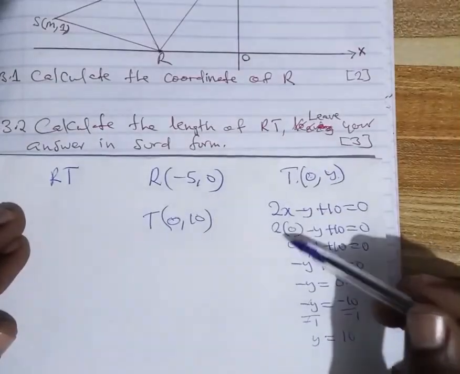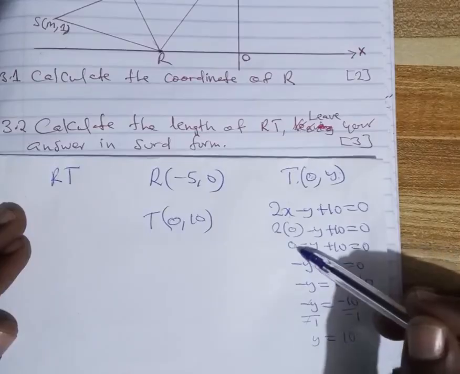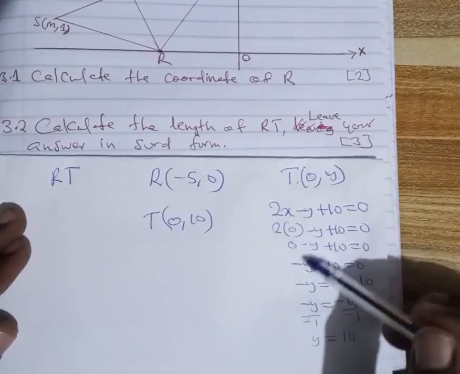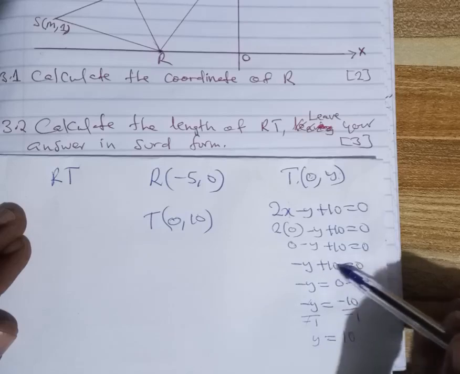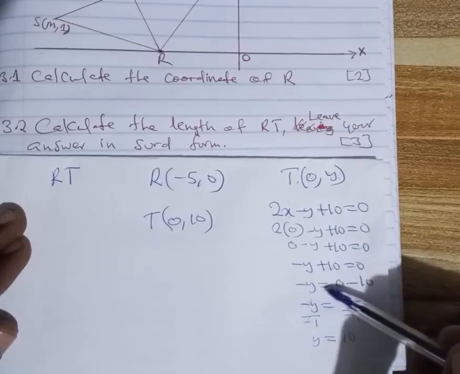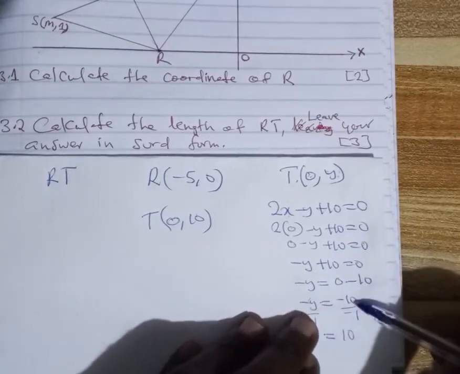Then 2 times 0 is 0, minus y plus 10 equal to 0. 0 minus y is negative y, plus 10 equal to 0. Then negative y remains, and this 10 will cross over, grouping the like terms. So we have negative y equal to 0 minus 10, which is negative 10.